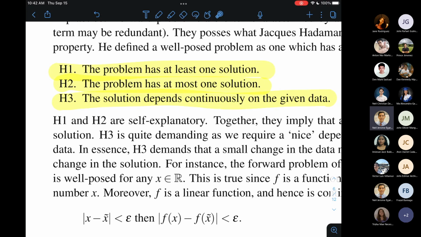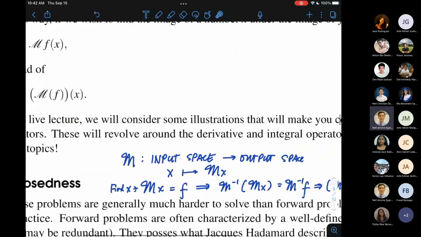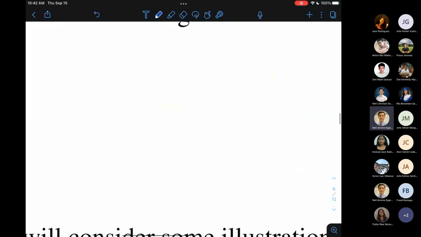When do we say that a function is continuous on its domain? Ganun din dito. Pero in a nutshell, pag pina-explain ko sa inyo yung H3 to a layman, ibig sabihin niya lang, kapag meron kang maliit na change dun sa data, dapat maliit lang din yung change dun sa solution na ma-obtain mo from the perturbed data. Okay? So, but mathematically, that is the concept of continuity, as you will see in our first example of a well-posed problem, right?